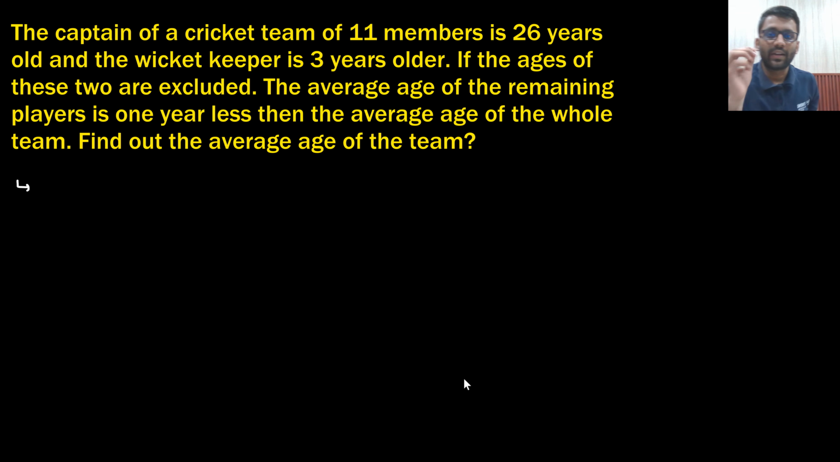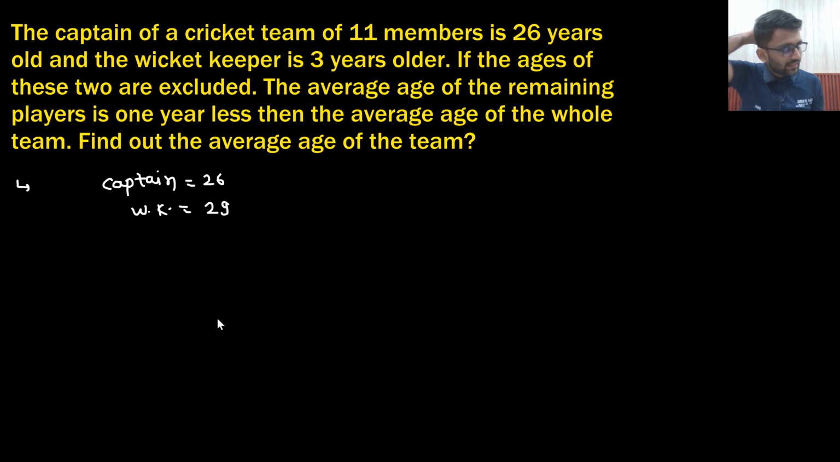The captain of a cricket team is 26 years old. So captain's age you know, that is 26. And the wicketkeeper is 3 years older. So wicketkeeper is 29. So two guys' ages you know. Okay. If the ages of these two are excluded, then the average age of the remaining 9 players is one less than the average of the whole team. Okay. Average of the whole team.